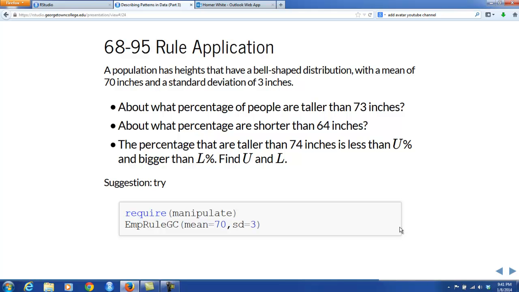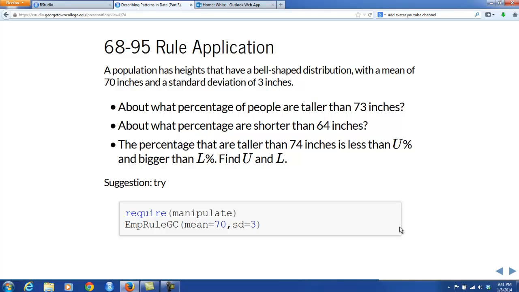So how might you apply this rule? Say you have a population of people and their heights have some bell-shaped distribution with a mean of 70 inches and a standard deviation of 3 inches. You might ask, about what percentage of the people are taller than 73 inches? About what percentage are shorter than 64 inches?